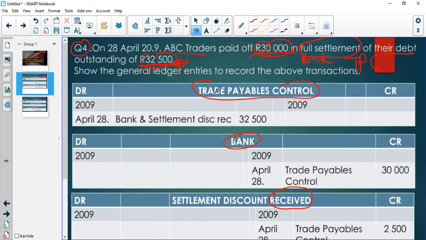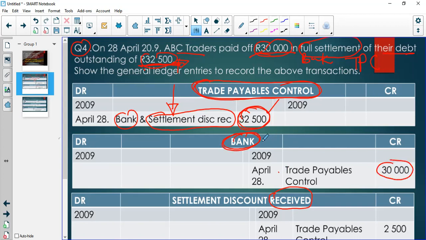So we were owing 32,500. But now we no longer owe that. In other words, our trade payables have decreased by 32,500. Our trade payables control is a liability. So when a liability decreases, you have to put it on the debit. So we have to enter the amount here on the debit, and then we have to say which accounts were credited. So we know that the bank account was credited and also the settlement discount received. So this is a case where we have more than two accounts in a transaction. So the actual amount of money that went out is 30,000.